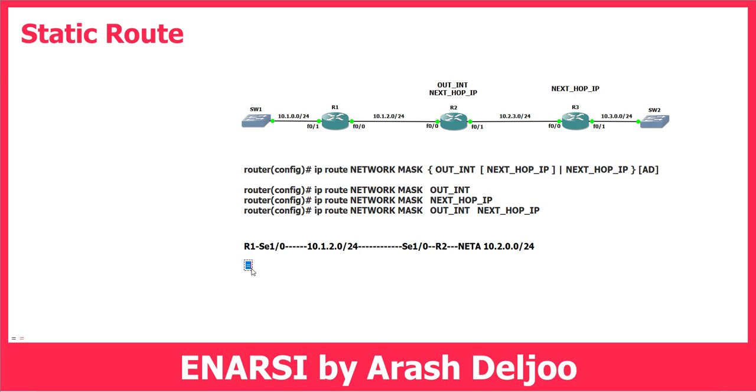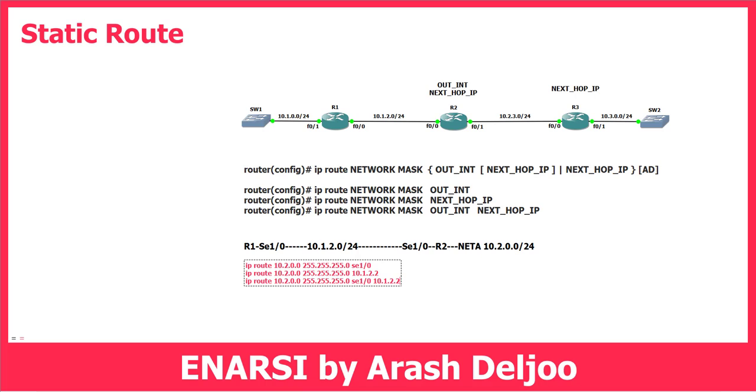For example, in R1, you can configure IP route for 10.2.0.0 255.255.255.0, the outgoing interface Serial 1/0. It is okay. Then the next method, IP route again 10.2.0.0 255.255.255.0. After that, the next hop is 10.1.2.2. It is possible. After that, if you want, you can configure IP route 10.2.0.0 255.255.255.0 Serial 1/0 and also 10.1.2.2, both methods.